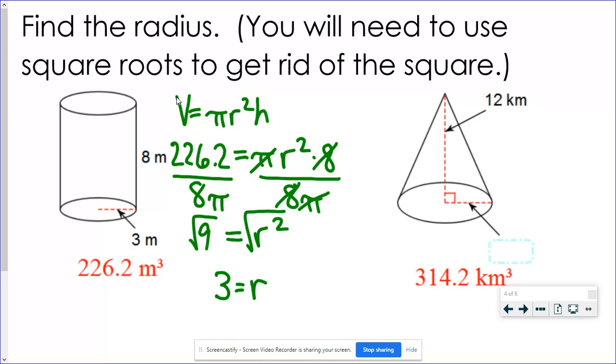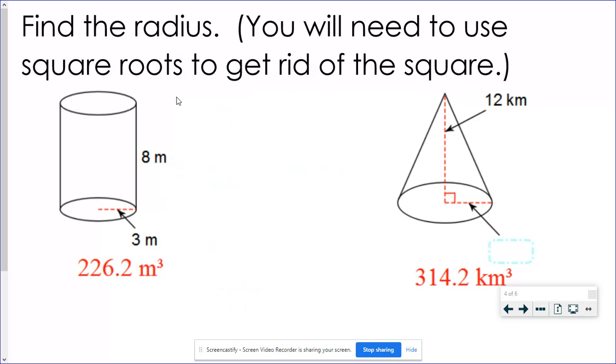In the next one, in the cone problem, I'm actually going to erase this and do my work here in the middle because there just isn't very much space on the side. For my cone, the volume is going to be 1/3 pi r squared h. So I've got a volume of 314.2.